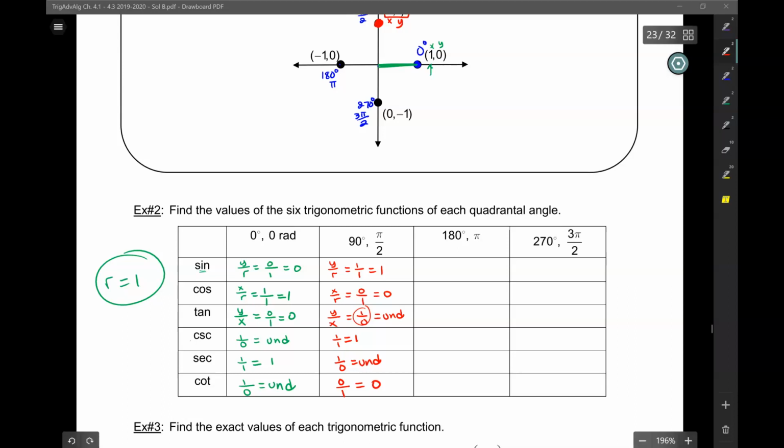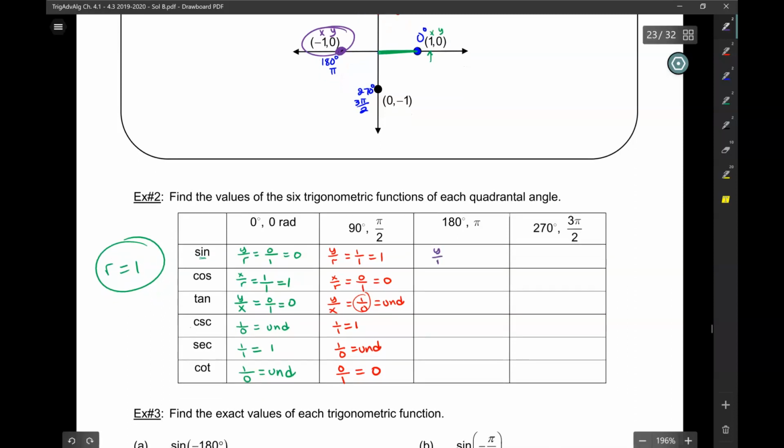Okay, I think I'll just go through 180 as well, and then I'll give you the answers for 270. So for 180, we're here. My coordinate is negative 1 comma 0. x is minus 1, y is 0. r is always 1. So sine, y over r, 0 over 1, 0.